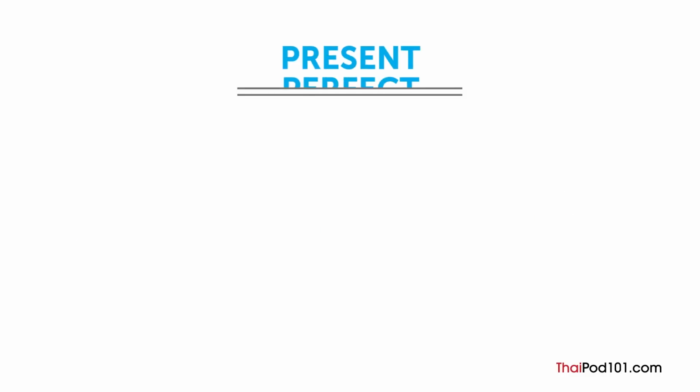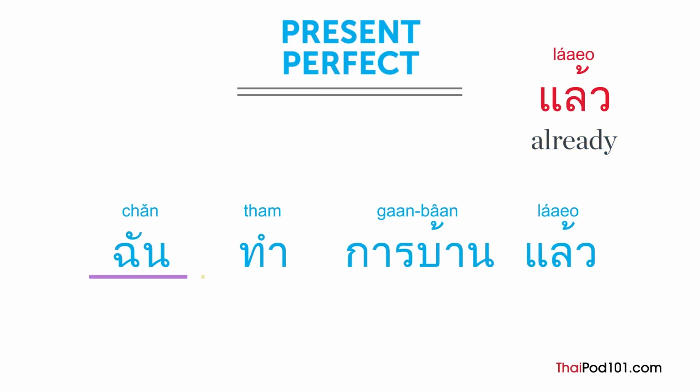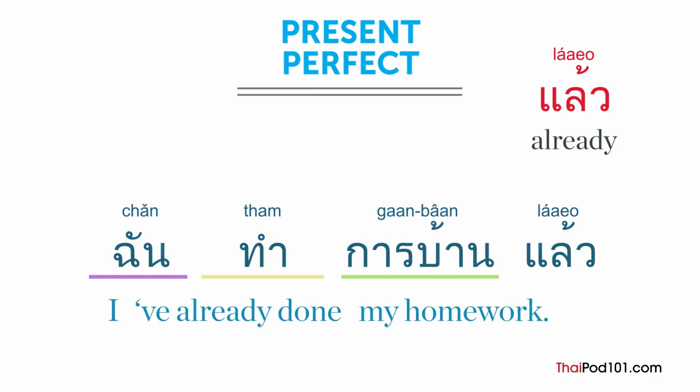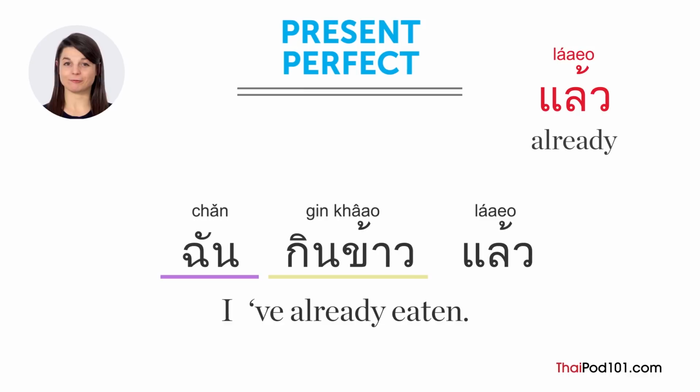Lastly, the present perfect tense. Just add the word แล้ว or already. ฉันทำการบ้านแล้ว, I've already done my homework. ฉันกินข้าวแล้ว, I've already eaten. So now you know how to form a basic sentence in Thai in different tenses. Just remember that the basic structure will always stay the same. However, tense can be expressed by adding certain words.